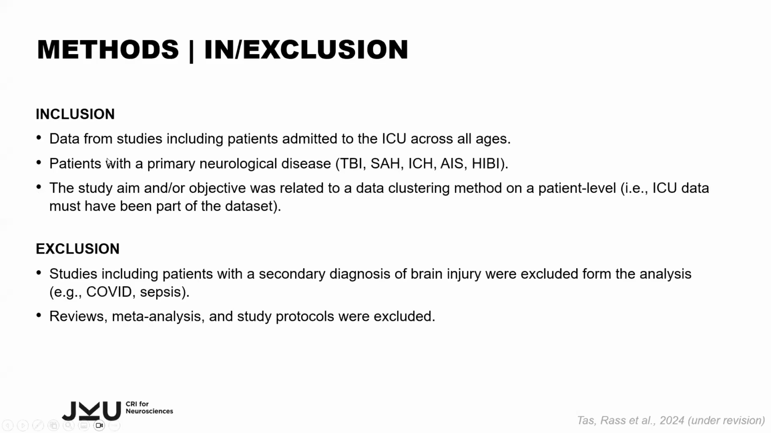We included patients that were admitted to the ICU, like across all ages. They had an acute brain neurological disease. The study aim and objective was related to a clustering method, which also means that we only included studies that used intensive care unit data, and we excluded studies including patients with a secondary diagnosis of brain injury, for example, COVID patients where they were interested in the neurological symptoms, and we excluded reviews and meta-analysis and study protocols.